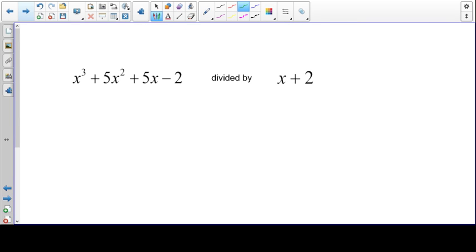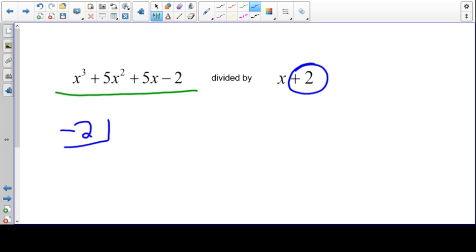First, I take a look, is everything in descending order? Do I have all pieces accounted for? Yes, it's in descending order. I have a cube, I have a square, I have a first, and I have a nothing, because remember, constants are nothing. So I'm going to divide by the opposite of this. So I'm going to divide by -2. My coefficient in front of that cube term is 1. Then I have 5 and 5 and -2.